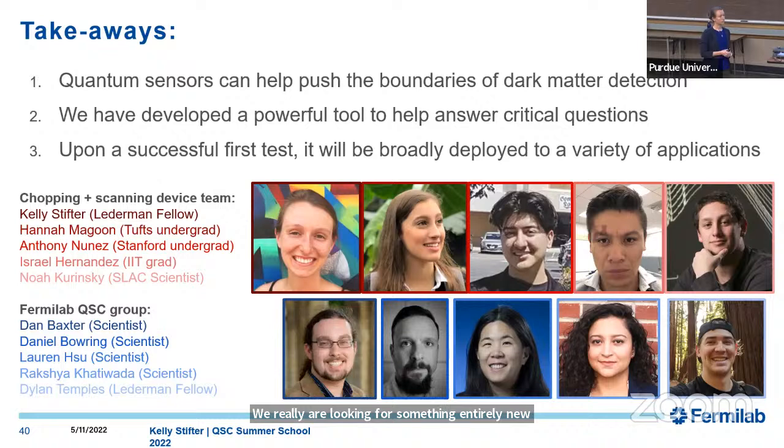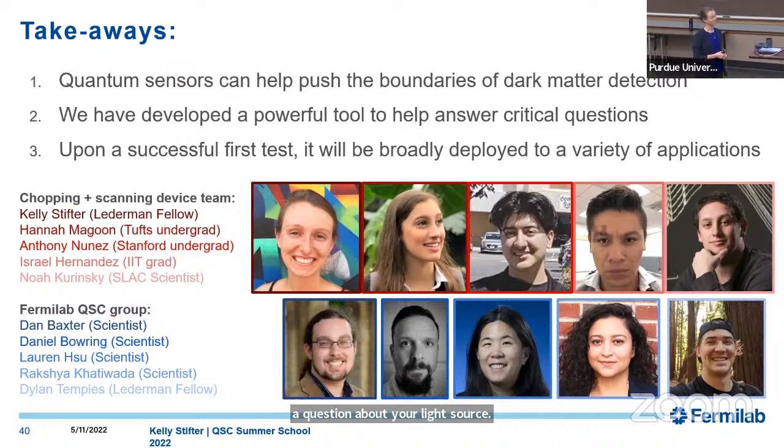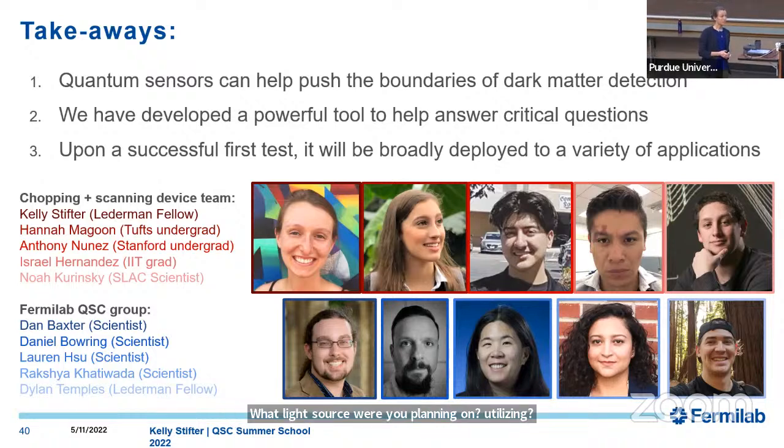I just have a question about your light source. I mean, if you're going to detect very, very small amounts of energy, you need to deposit those very small amounts of energy. What light source were you planning on utilizing? And it needs to be very stably controlled, so you know how much light you're putting in.